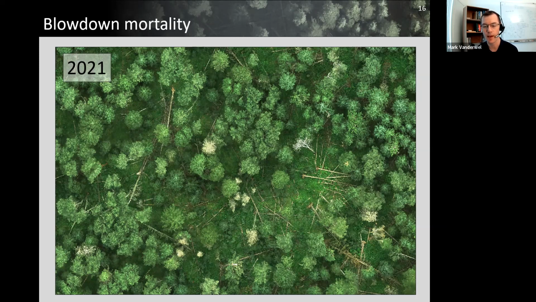Blowdown tends to be very patchy, very localized, and it's hard to sample a large enough area through traditional methods in order to characterize how frequent it is across a given landscape. But these drone images do provide us with enough of an area to characterize these types of patchy disturbance events.